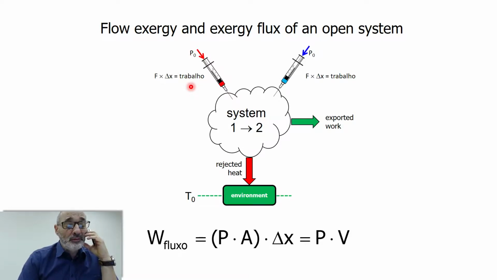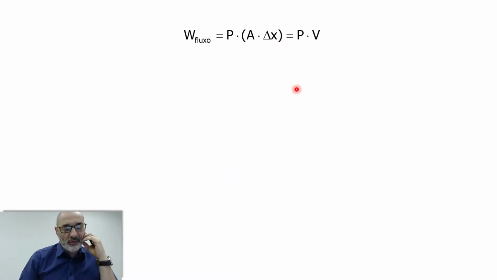Okay, so this is what we call flow work. You know this, and just a reminder. Flow work, as I showed you, is this work in order to introduce the red amount of mass inside the system. So it's force times displacement. Force is pressure times area, the area of the piston here, okay? And area times delta x is equal to V, or delta V, okay? So flow work is always PV, or P delta V, okay? And the same applies to the mass that is going out of the volume, okay?